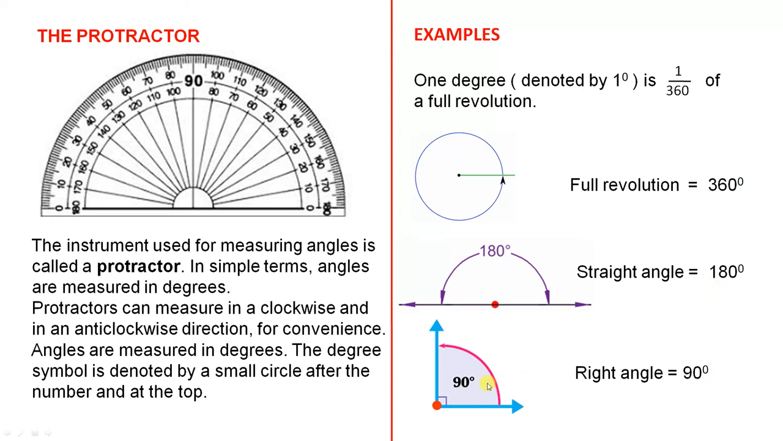And finally, the right angle is 90 degrees. This is a very, very important angle. And as you go through your schooling, you'll actually see how very important this angle is. It's called a right angle, and it is 90 degrees.